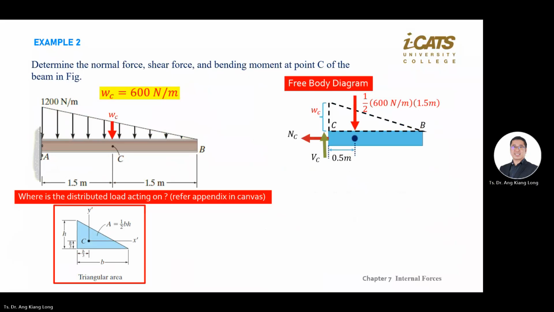Okay. Then moment, right hand side, clockwise. You have to be very clear which component it is when you cut it, whether it is left or right. Then you use the positive notation diagram. You should now understand why this time VC goes up, why this time MC is clockwise. Because when you cut, section C is on the right.